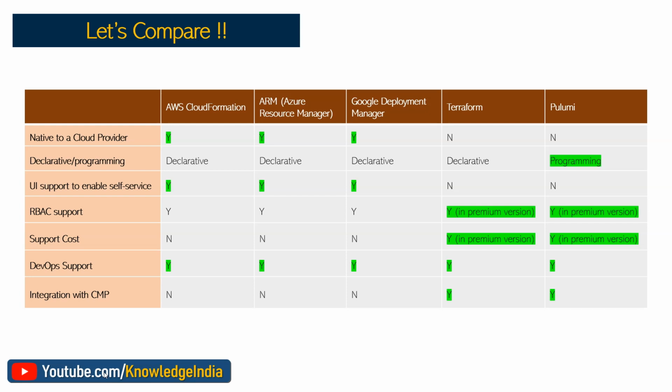But on the other hand, if you are using Terraform or Pulumi, and if you want their support, then of course you need to look at the premium version, along with which support will also come. So you need to factor in the cost: if you are planning to use it for your enterprise, and if you intend to get support, you will have to shell out some money for that. Okay. Next is DevOps support.